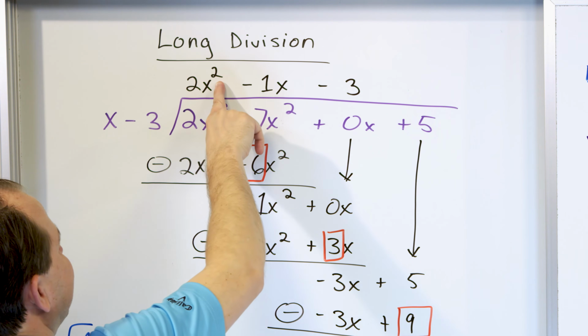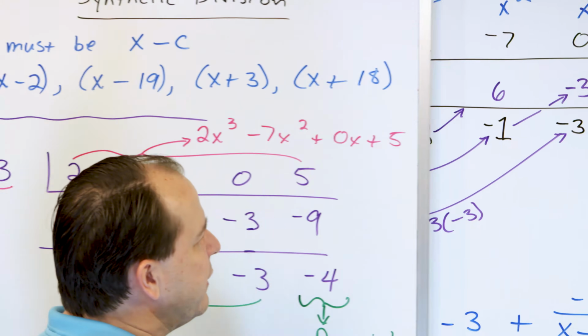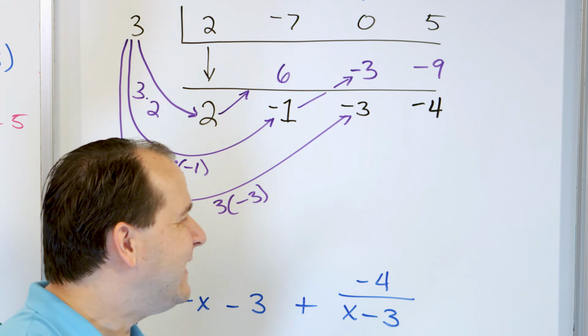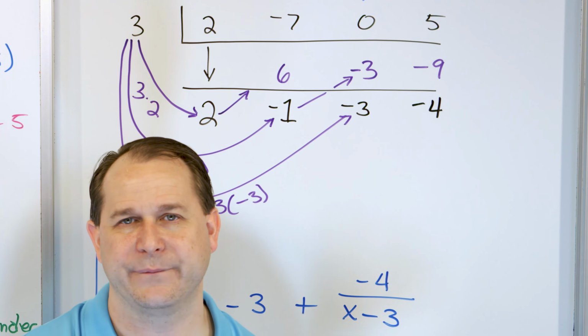You can see the answer was x squared when we're dividing into an x cubed. So when we're doing synthetic division, because we always have to divide by x plus a number, x minus a number, the answer you get is always going to be 1 degree lower than what you're dividing into, okay?